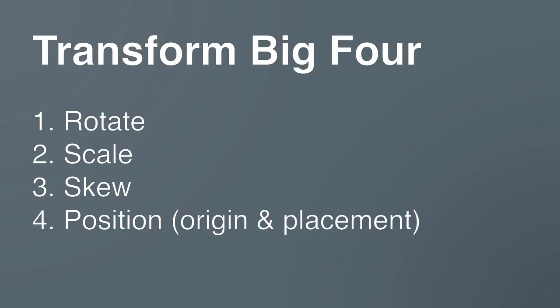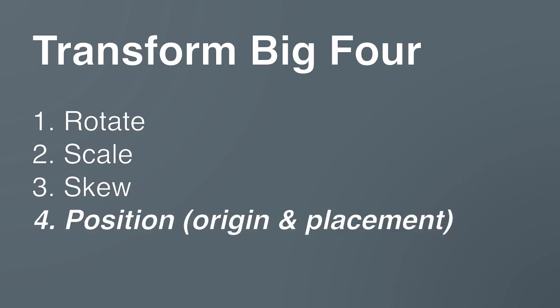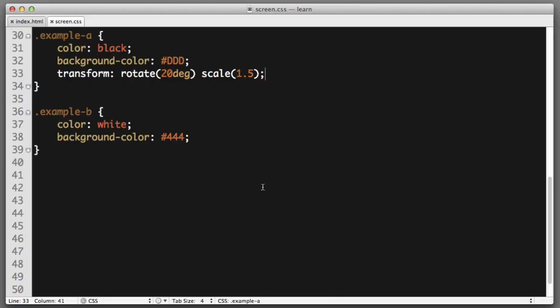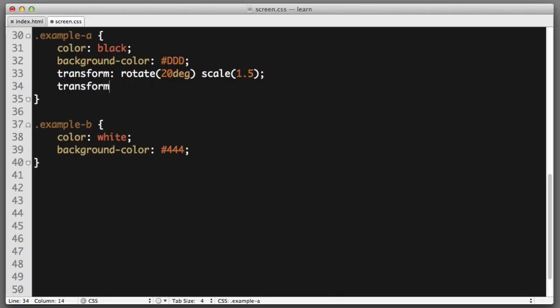So back to the lesson overview, we've learned about rotate, we've covered scale, we've seen skew in action. The final topic is using the transform property to control the positioning of content. The first component of adjusting the positioning of content comes in the form of a property named transform origin. Now, before we delve into this new property, let's first simplify our transform example. I'm going to remove the rotate.